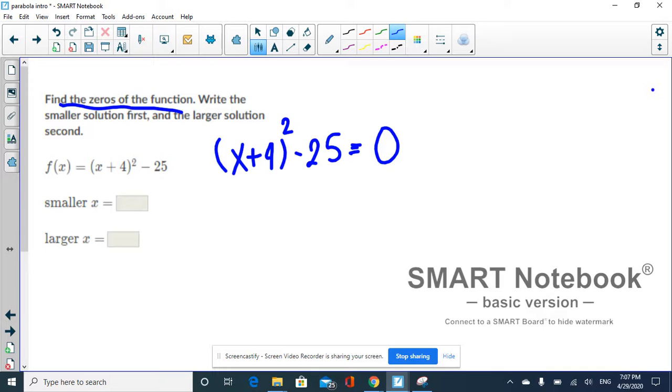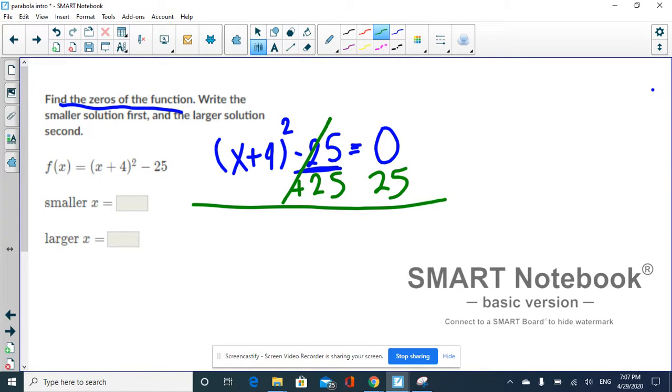First, I will move this negative 25 to the other side. This is subtraction, so that means we add 25. We have to add 25 here, and we add 25 to the other side. (x + 4)² = 25.